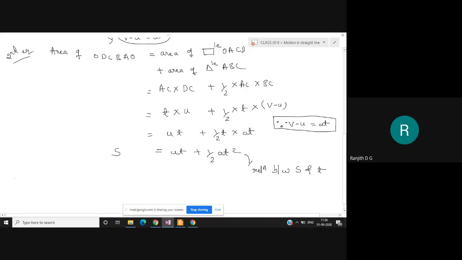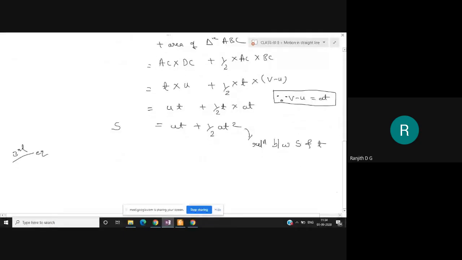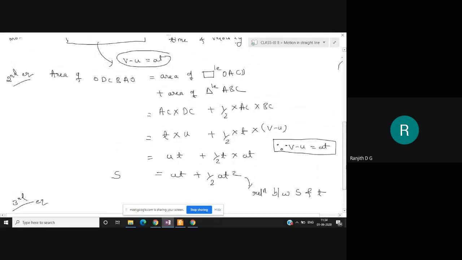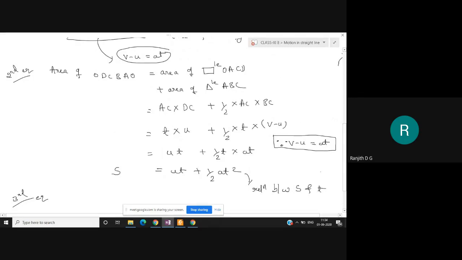Now, the third equation you can do in three ways. One way is to calculate the area under that graph completely, considering it as a trapezium. Or else you can use the simple first equation, v minus u is equal to at, and square both sides. Should I do it in that manner? I'll go for the trapezium method only.